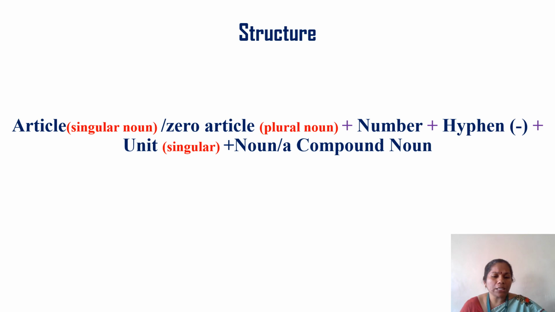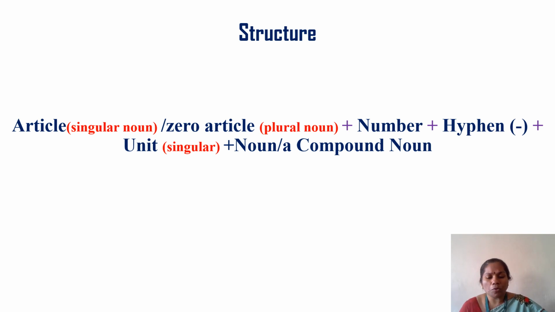When should you give an article? If the noun is singular, definitely we have to start with either a or an. If it is a plural noun, it shouldn't be preceded by any article. So zero article is to be considered.